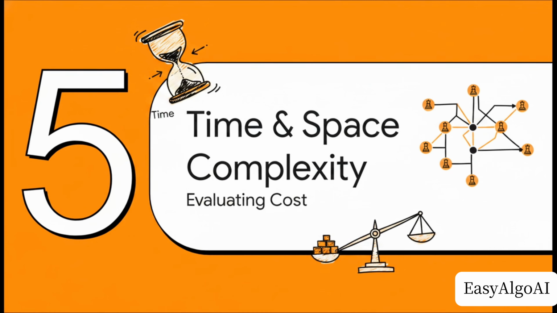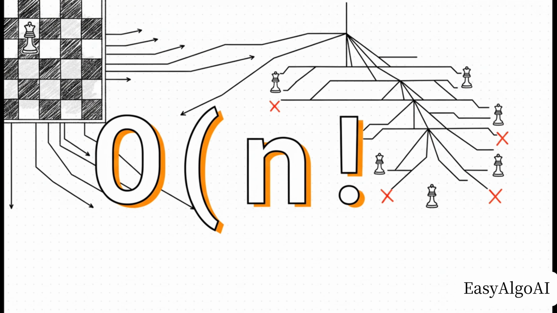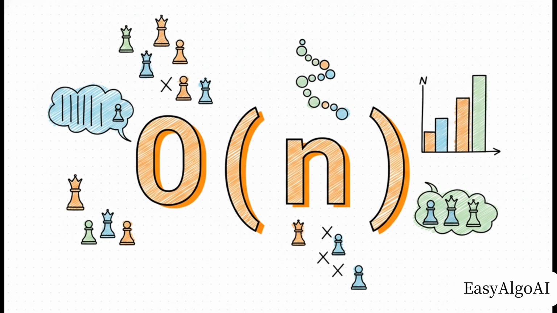Finally, Section 5, Time and Space Complexity. Let's evaluate the cost. The time complexity here actually comes out to O of n factorial. Now, why is that? Well, think about it. For the very first queen, you have n choices. But because each queen you place dramatically reduces the choices for the next one by attacking those squares, the next queen has n minus some number of choices, and so on and so on. So our time complexity grows factorially, which perfectly mirrors that massive branching decision tree we looked at just a minute ago.